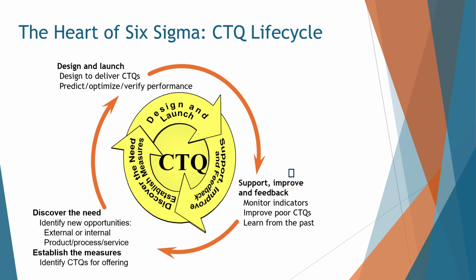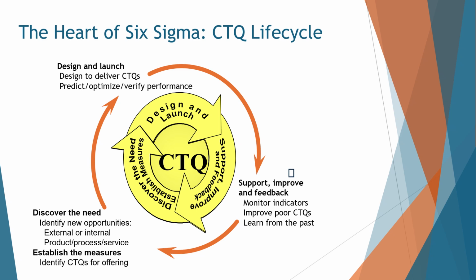First, we have design and launch. This is to design to deliver critical to quality variables. You predict, optimize, and you verify performance. And then you support, improve, and feedback. You monitor indicators to improve poor critical to quality variables, and you learn from the past. After that, you discover the need. You identify new opportunities, external or internal, product, process, or services, and you establish the measures, identifying critical to quality variables for offerings. My students often ask me, well, what do I do first?